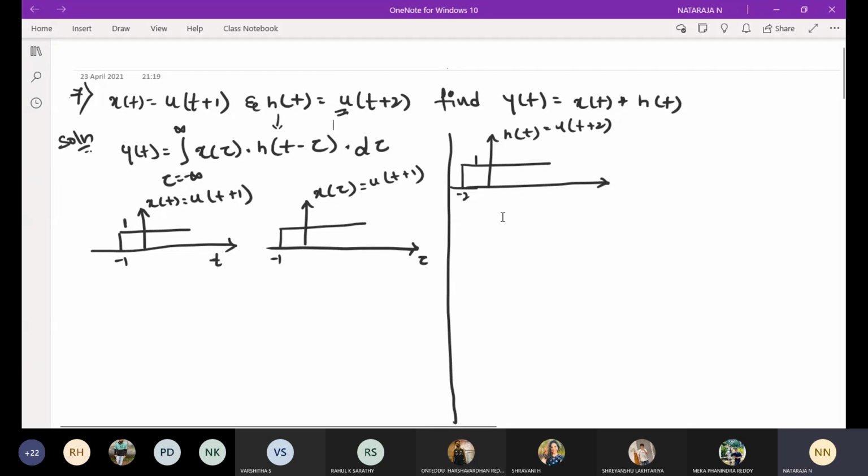Okay, now I want the signal in terms of h of tau. I will just replace t by tau in the h of t equation. This is in terms of tau, this is in terms of t. This is your h of tau. Same signal starts at minus 2, ends at infinity. Amplitude will be 1.